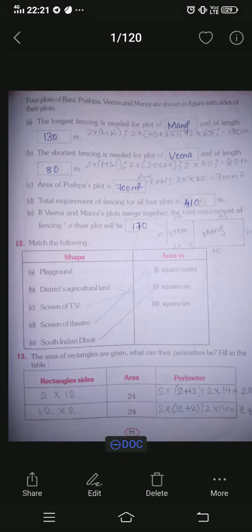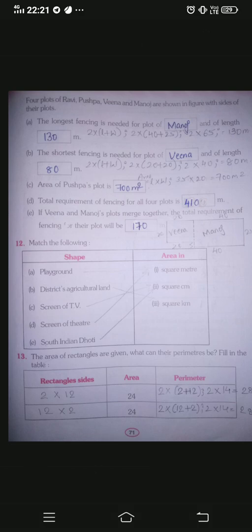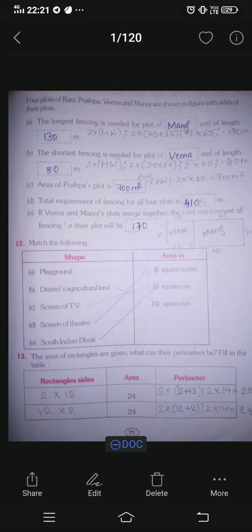You don't know how big the playground is, but you can see whether it could be square kilometer. Square kilometer will be very huge. You know that 1 kilometer is 1000 meters, so square kilometer will be very huge, and no school has a playground that long. Playgrounds are big but definitely not in kilometers. A playground won't be as big as a district, or even as big as a place. It will be in some meters. So square meter will be the exact answer. District agricultural land, I already explained to you.